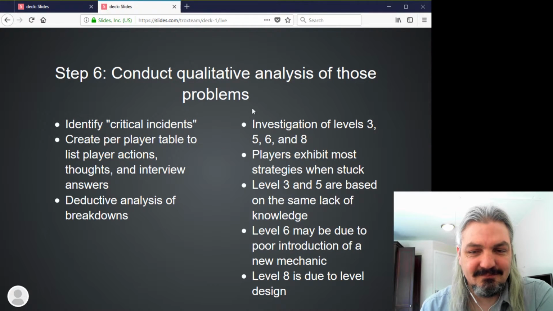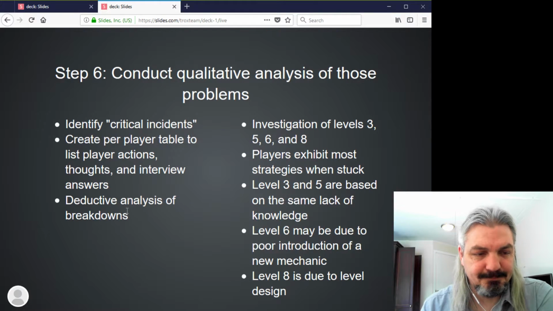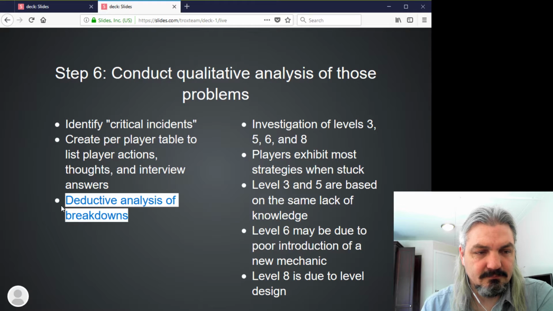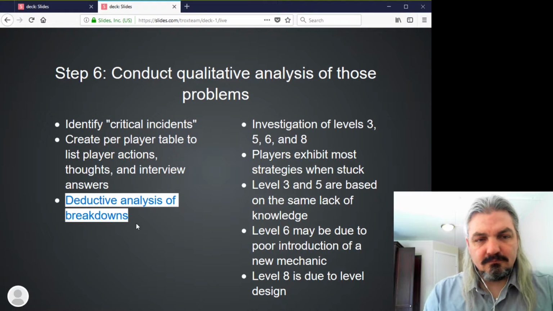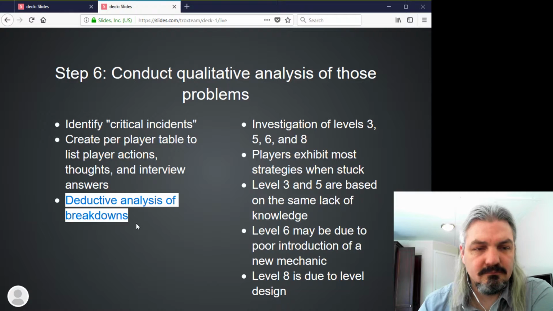and the breakdowns can be separated into major and minor categories, where major breakdowns are things that cause players to get stuck and not progress, while minor breakdowns are smaller issues that might be simply annoyances. So for Portal, it was obvious that you need to investigate levels 3, 5, 6, and 8.